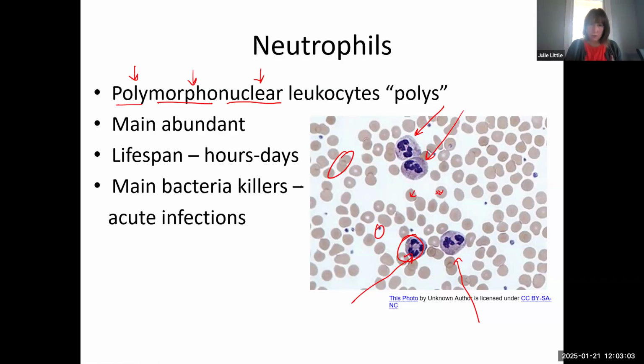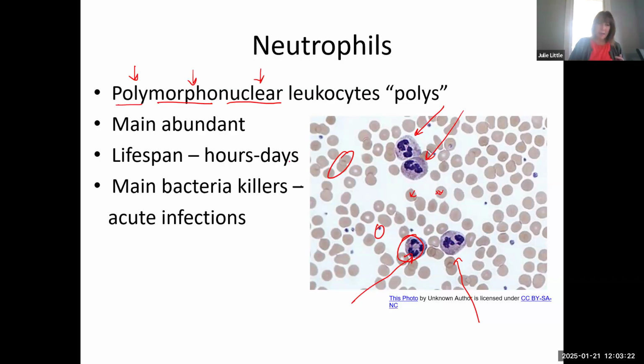Our neutrophils are our most abundant white blood cells. They're our main bacteria killers. They can cause inflammation. They're just very important in the body. They are our most abundant, between 40 and 70% of the white blood cell count. So we depend on them for a lot.